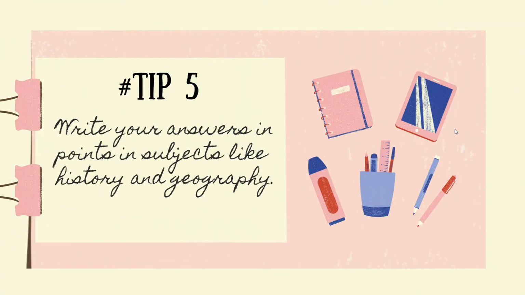Okay, so the fifth tip that I would like to give you all is that in subjects like history and geography, whenever you are asked a broad question, like I'm giving an example right now. Suppose you have been asked a question to give the causes of the revolt of 1857, and the marks you have been allotted is 4 marks.